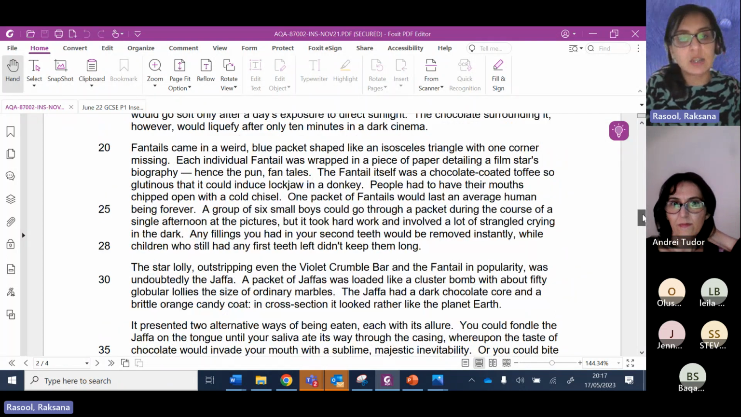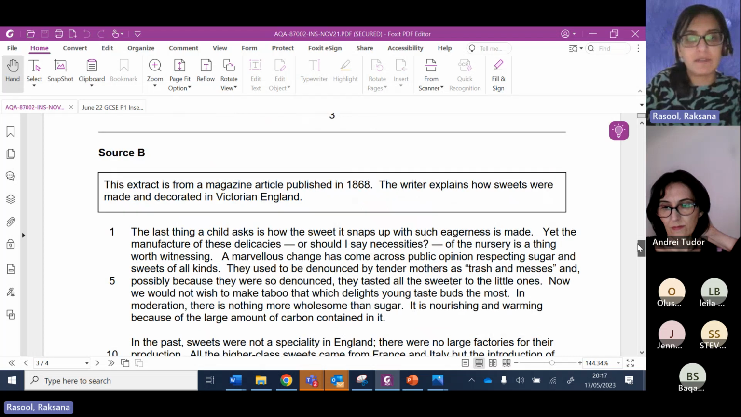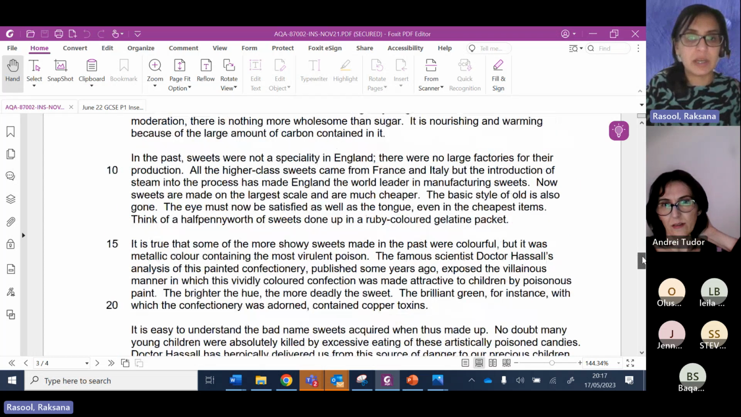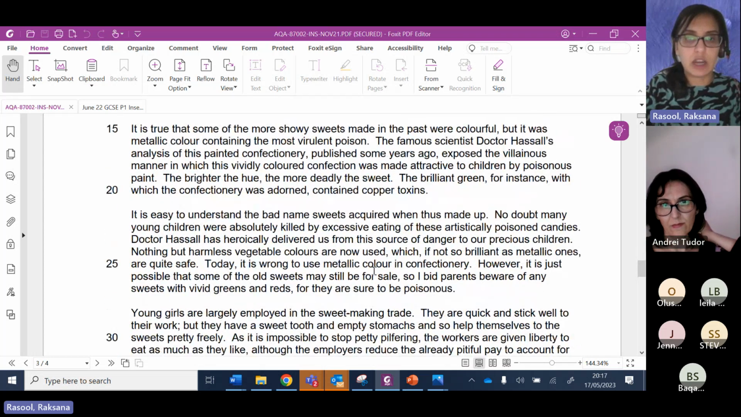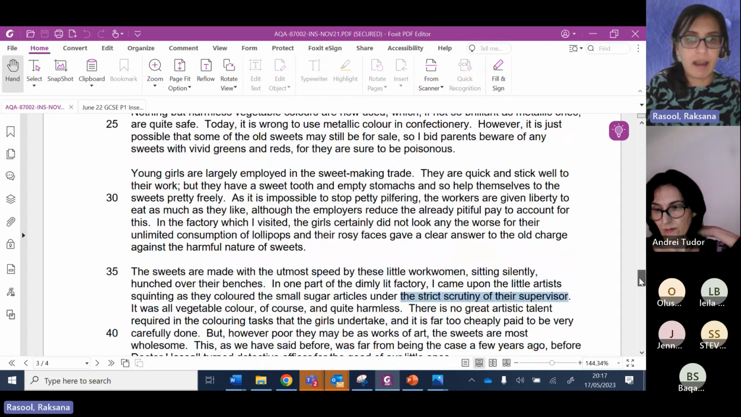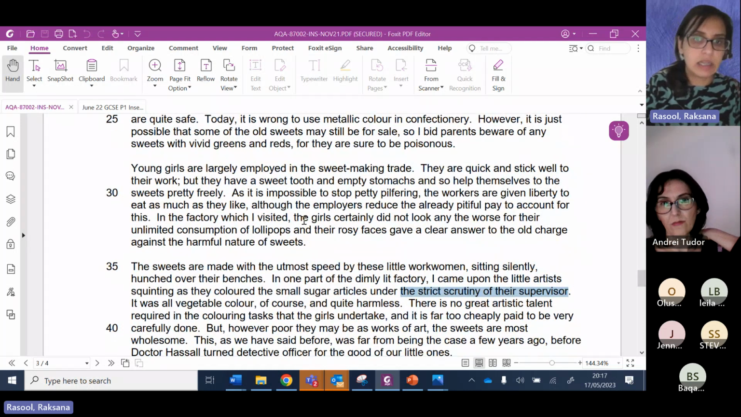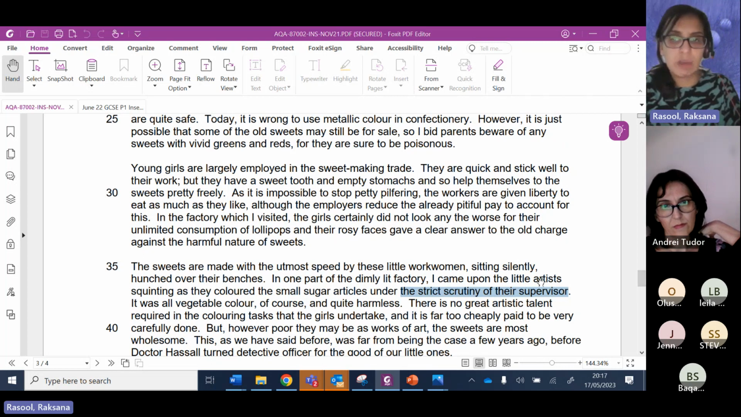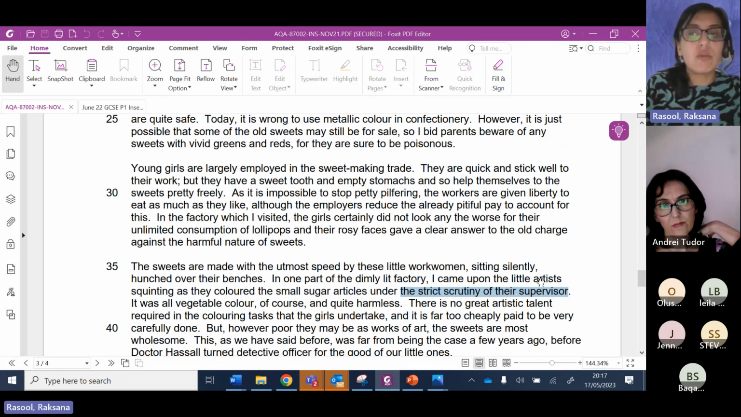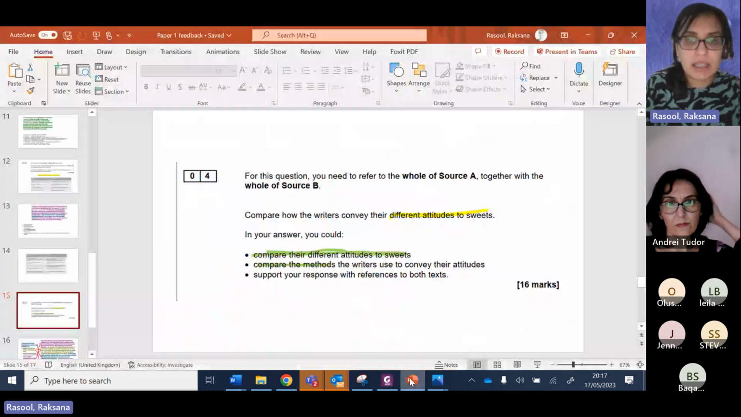Whereas in here, in this article, there is a first person perspective. "I." Okay, there wasn't up until here. He says, "I would encourage all parents to keep an eye out." And "when I visited, the girls did not look any worse for the wear." "I came upon the little artists." Okay. And that could be another difference between the children: the girls here are described as little artists. So there is that difference in narrative perspective.